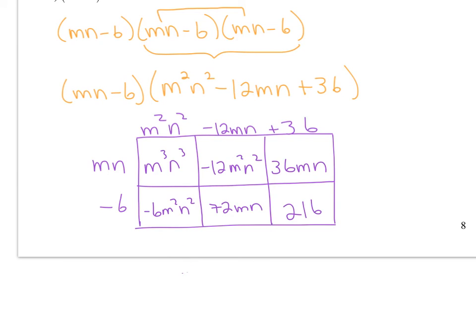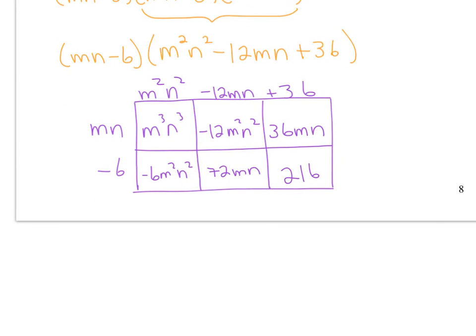So then, combining my like terms, you'll have an m cubed n cubed minus 18m squared n squared plus 108mn plus 216.